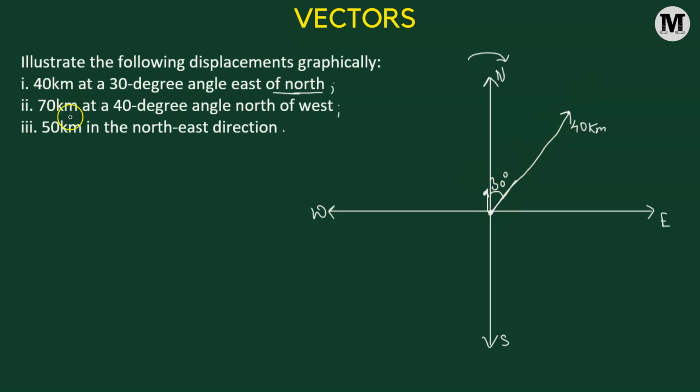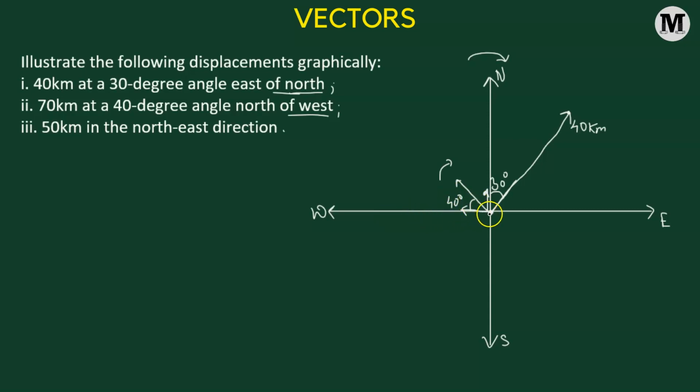Similarly, coming to the second one, 70 kilometer at a 40-degree angle north of west. First, of west, that means we are going to position ourselves at the center and look towards the western direction. From here, we have to move by an angle of 40-degree in the northern direction. So we will be moving in the northern direction in the clockwise fashion by making an angle of 40-degree with the initial direction, which was the western direction.